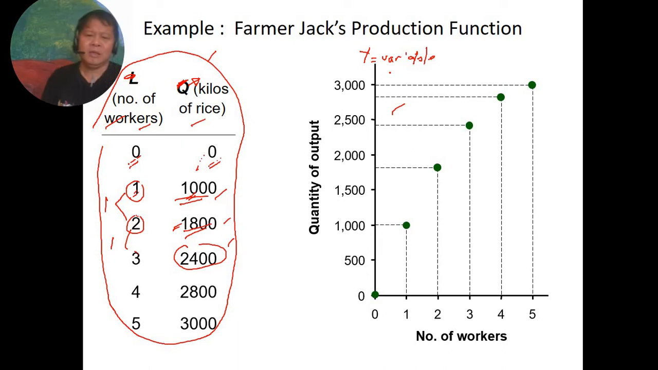Y variable. Then your number of workers, which affects the production, you put on the X-axis. Okay, if you graph it, if there is no worker, so zero worker, here, the production is zero. If there is one worker, so with one worker, here, there is 1,000 quantity produced of rice.